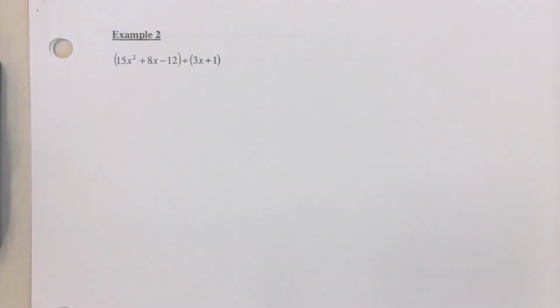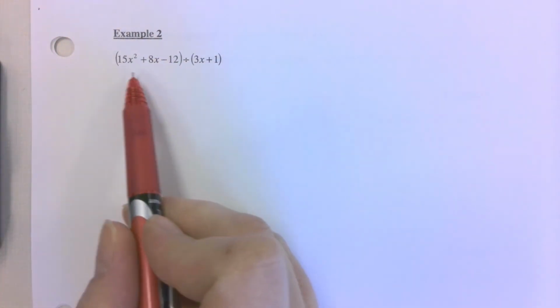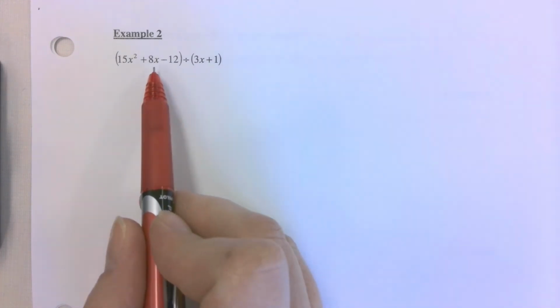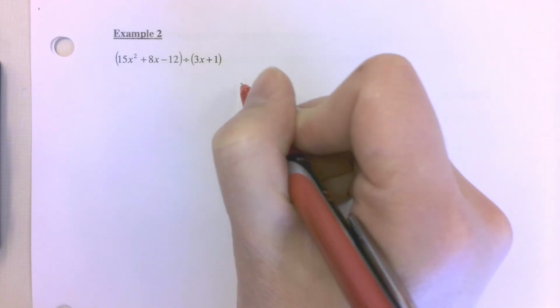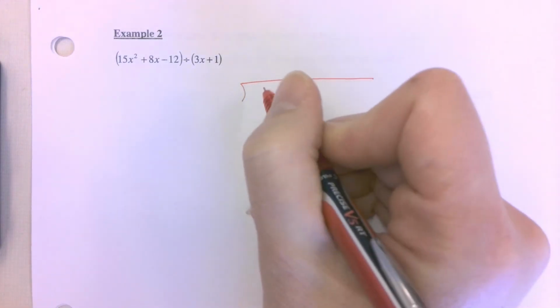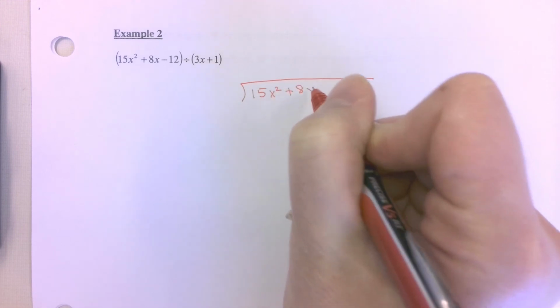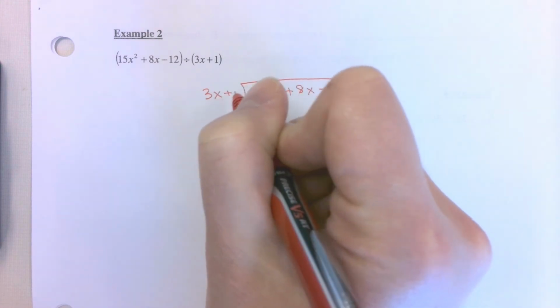All right, we have another example here. The same idea. We want to make sure that our dividend is in standard form, and if we need placeholders, we have them. I see a power of 2, 1, and a 0, so we are in standard form. So go ahead and set your problem up. Make sure you have room. 15x squared plus 8x minus 12, and I'm dividing by 3x plus 1.